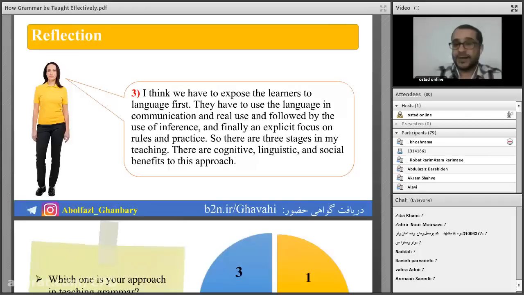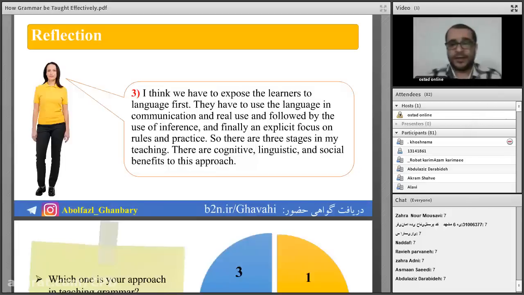In the second one, the teacher doesn't talk about the rule at all. Just provide a lot of examples for the learners. Make opportunity for the learners to use the target language in the classroom a lot. There is no trace of rules directly. And the rules and the grammar is taught implicitly, yeah, indirectly.